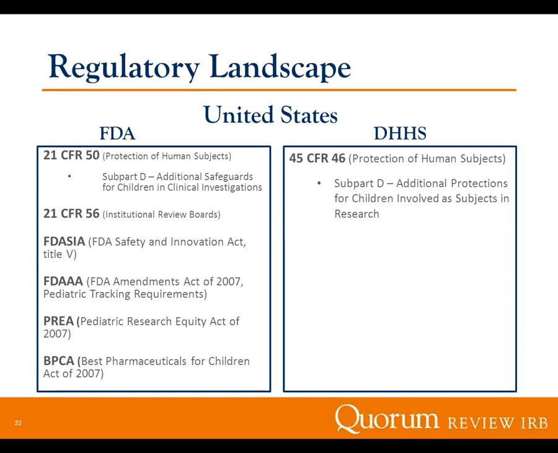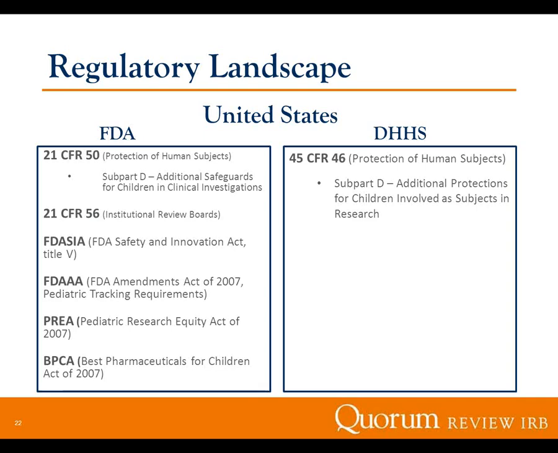So in the United States, the two most prevalent agencies when we're talking about developing new products are the FDA and DHHS. When I'm talking about the FDA today, I'm going to be referencing the regulation 21 CFR 50, specifically subpart D. This is the additional safeguards for children in clinical investigations. Also under the FDA, we have 21 CFR 56. That's the regulation that applies to institutional review boards.